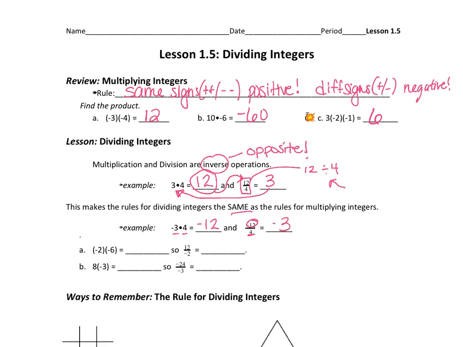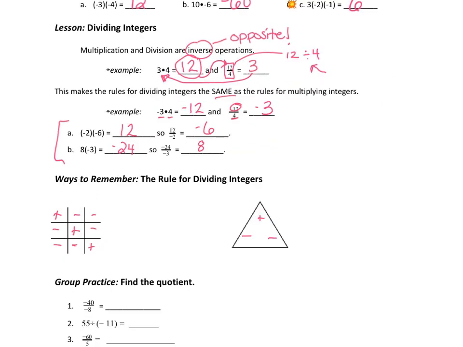So why don't you try these? Go ahead and pause the video, try those, and press play when you're ready. Okay, so hopefully you got those answers correct. The ways to remember rules for dividing integers I kind of filled in too. They're the same as multiplication. Again, positive times a negative, or I'm sorry, positive divided by a negative is a negative. You can use this to find out the sign of your quotient always.